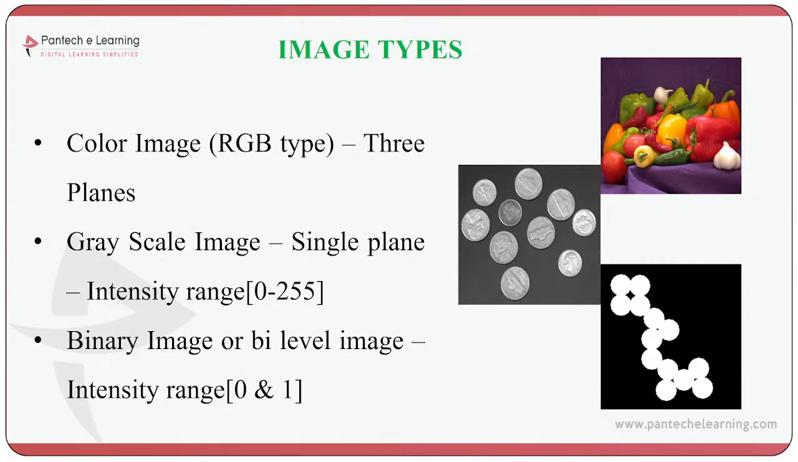Next one is the binary image, or bilevel image, or you can say black and white image. This is the range. It is like binary, as we all know about binary numbers: zeros and ones are used. For this intensity range, 0 means black and 1 means white.